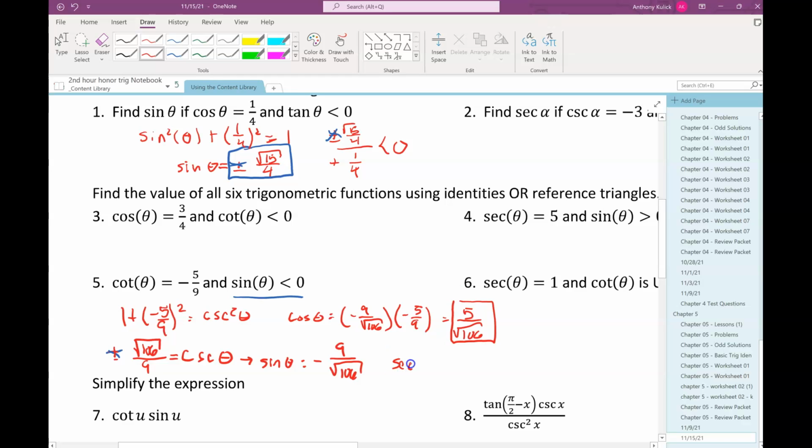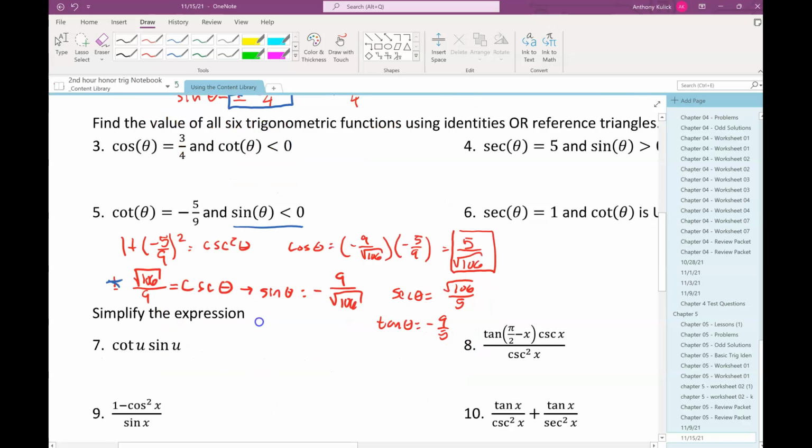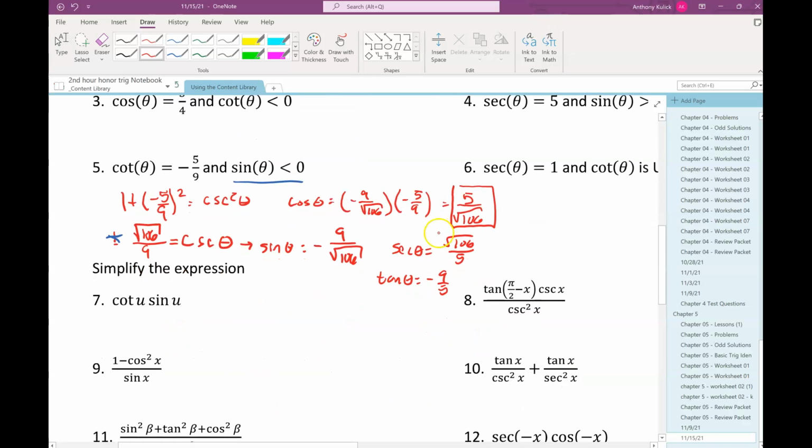So secant is going to be the reciprocal of that, right? And then the easiest one of all was tangent because that's just the reciprocal of cotangent. And I think that's all of them now, right? Yeah.